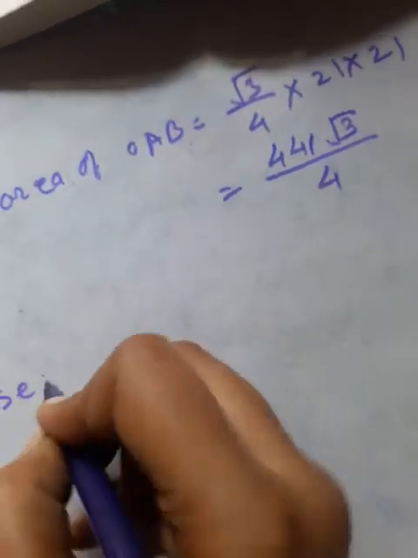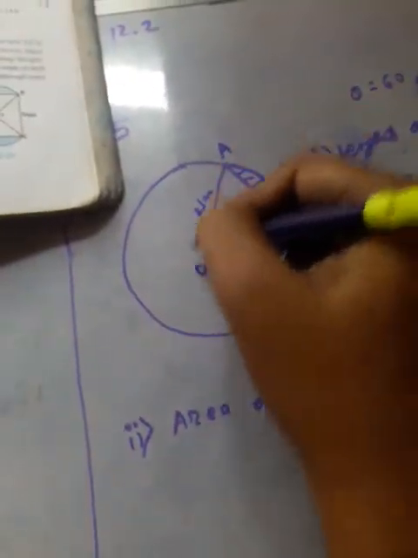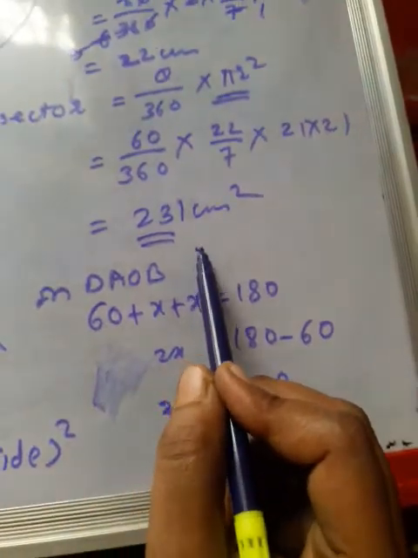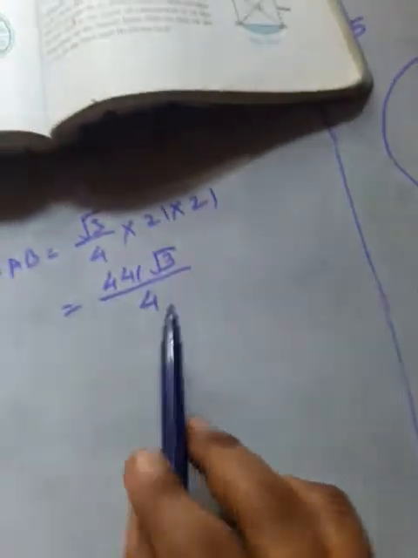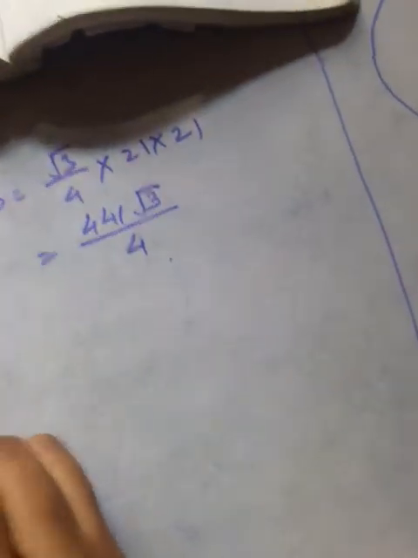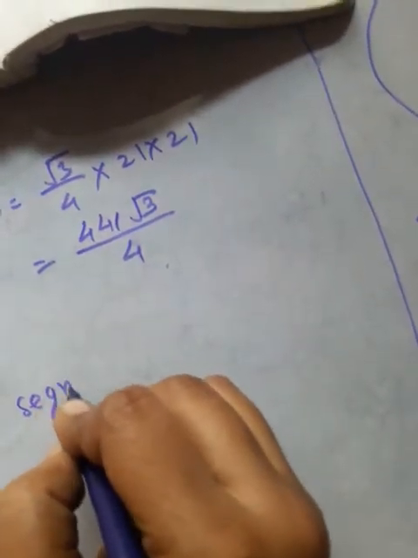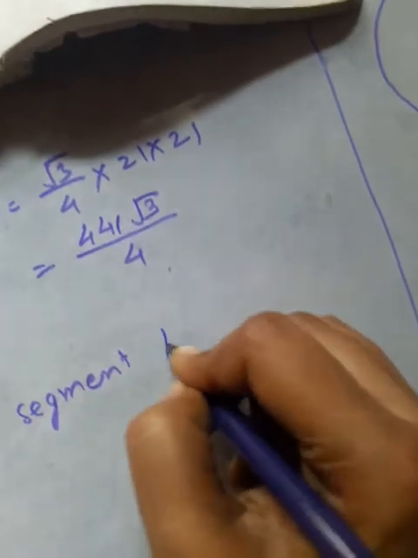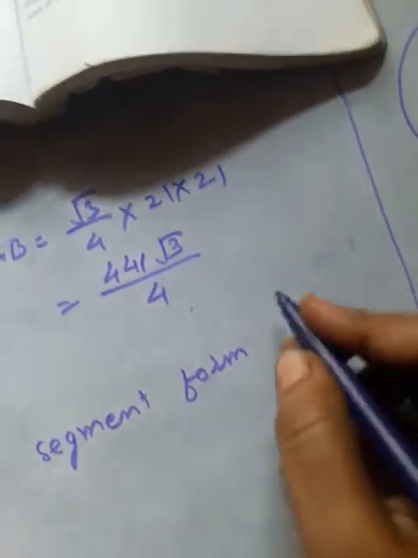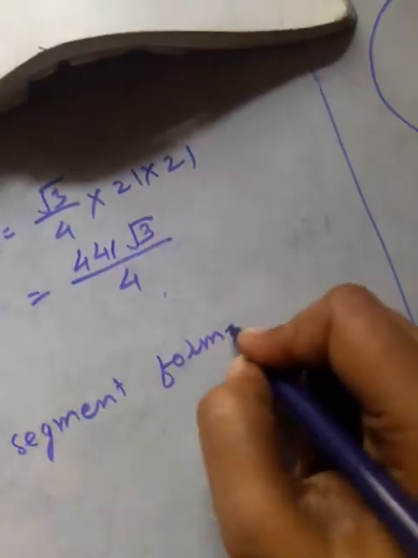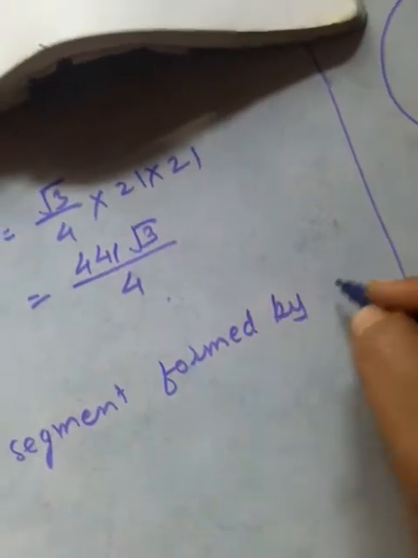So the area of the segment means the area of the sector minus the area of the triangle. We got the area of the sector and the area of the triangle here. So subtract them for the area of the segment formed by the arc.